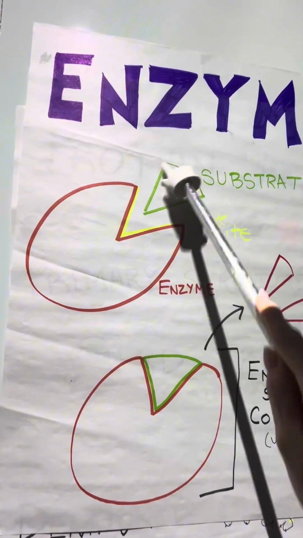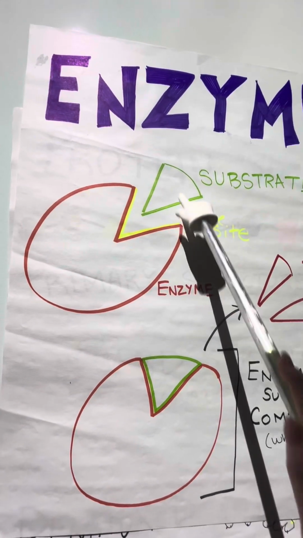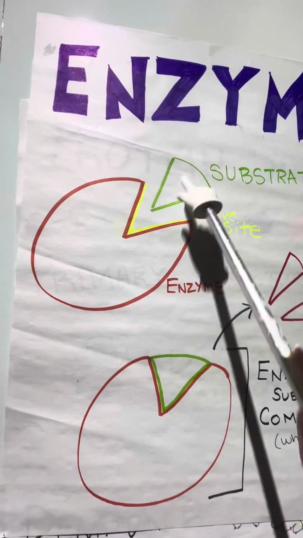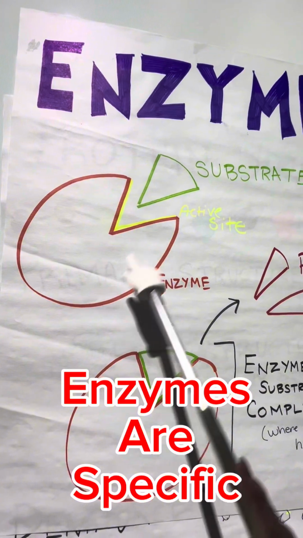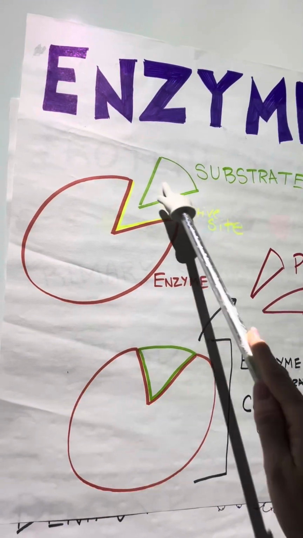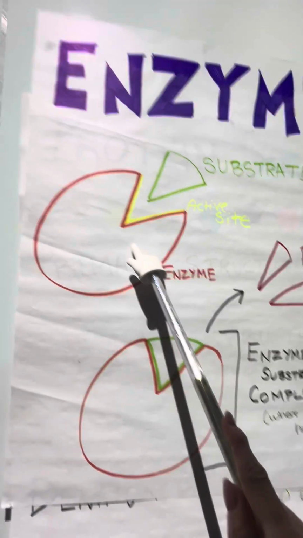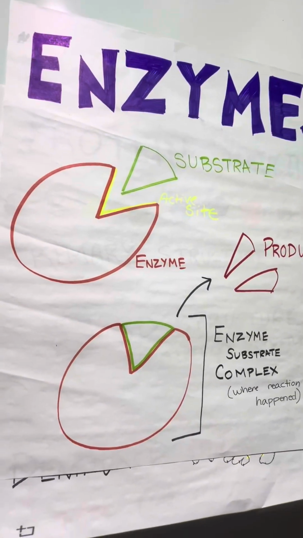So the substrate, you can see its shape is complementary to the enzyme, so it's very specific. Each enzyme acts on only one type of substrate because the shape is specific. They fit together, you could say, like a lock and key.